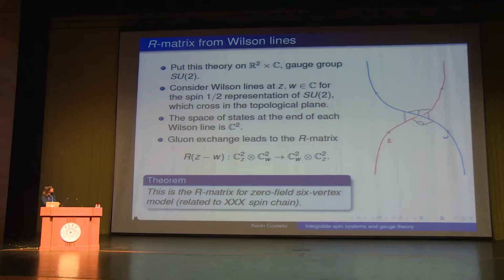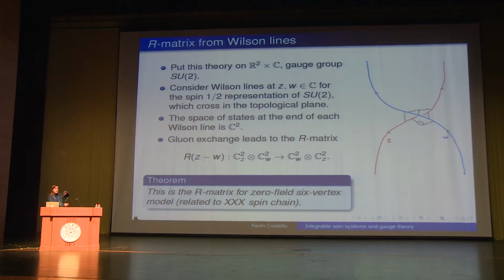So our goal is to use these Wilson lines to understand the integrable spin systems such as the XXX or XXZ spin systems. The simplest case is we'll consider our theory on R2 times C and with gauge group SU2. And we'll draw two crossing Wilson lines like we've shown.